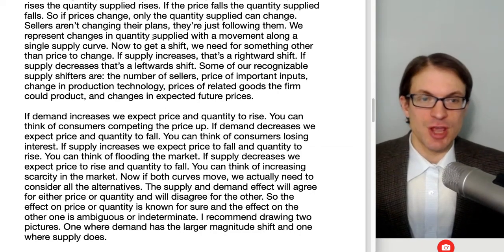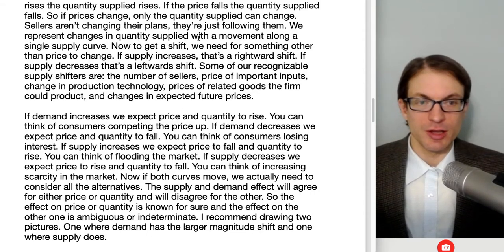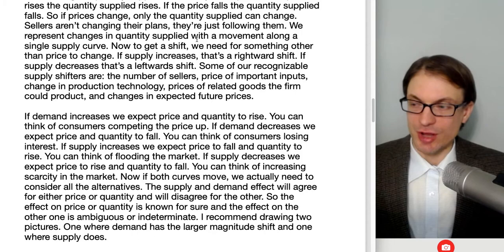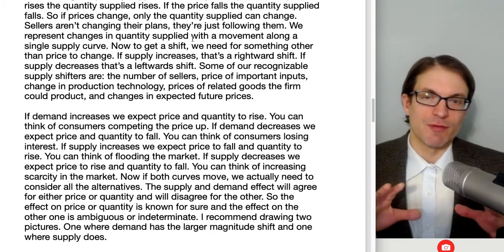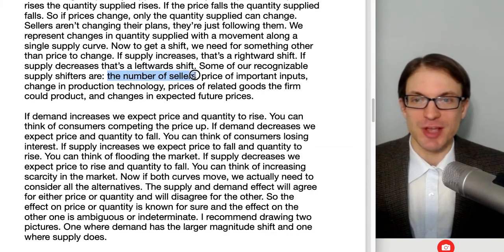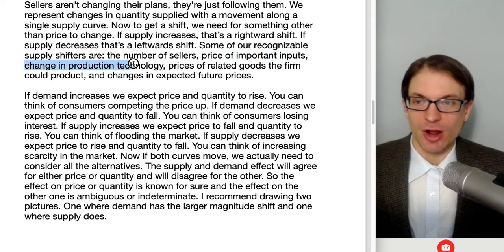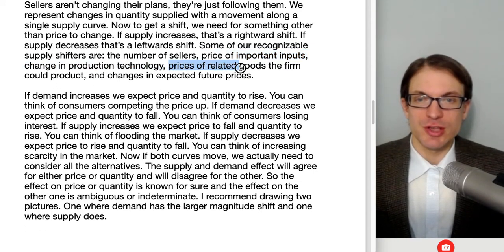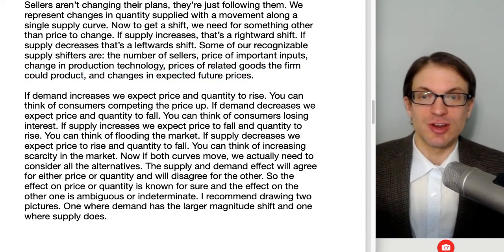Anyway, so if the price changes, only quantity can change. And we'd represent the change in quantity supplied with a movement along a single supply curve. In order to get a shift, again, you need something other than price to change. So we have a whole collection of recognizable supply shifters, like a change in the number of sellers, a change in the price of important inputs, change in production technology, changes in the price of related goods the firm could also produce, and then changes in expected future prices.